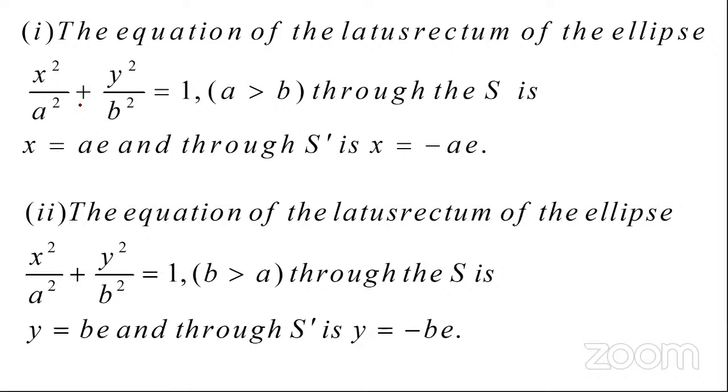So the equation of the latus rectum of the ellipse x square by a square plus y square by b square equal to 1, where a is greater than b, through S is x equals ae, and through S dash is x equals minus ae. The second one: if b is greater than a, the equation of the latus rectum of the ellipse x square by a square plus y square by b square equal to 1, through S is y equals be, and through S dash is y equals minus be.